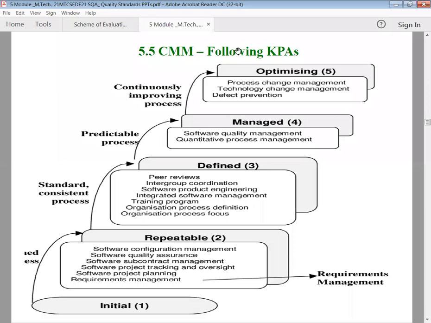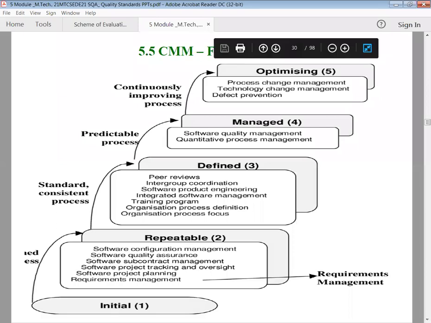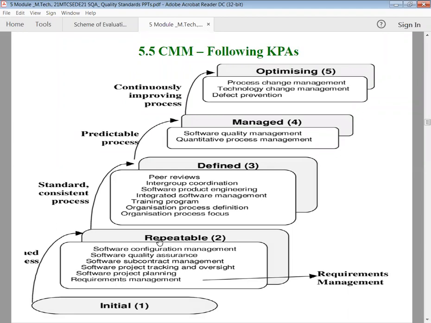So if you take the KPAs, the same was already discussed in so many slides. Initial stage and repeatable: here, we are using configuration management, quality assurance, subcontract management, project tracking and oversight, project planning, requirements management. So these are the topics we are discussing in this module.